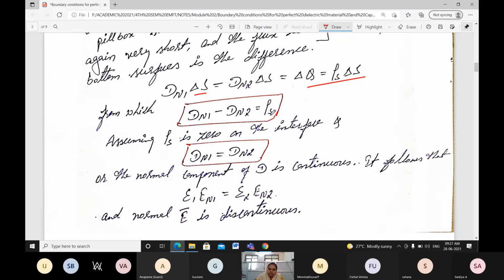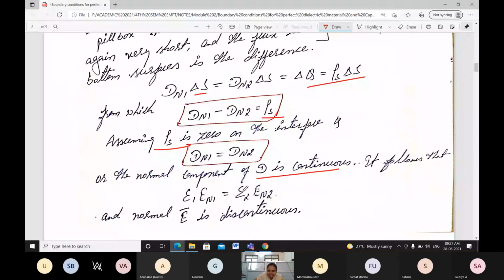Then assuming the area that ρ is covering is very negligible, we can represent that as a zero value only. Therefore ρs is going to be zero on the interface that is taken. Then what we observe here is Dn1 is going to be equal to Dn2. Therefore that indicates the normal component of D is a continuous function. Therefore ε1 En1 is going to be equal to ε2 En2.